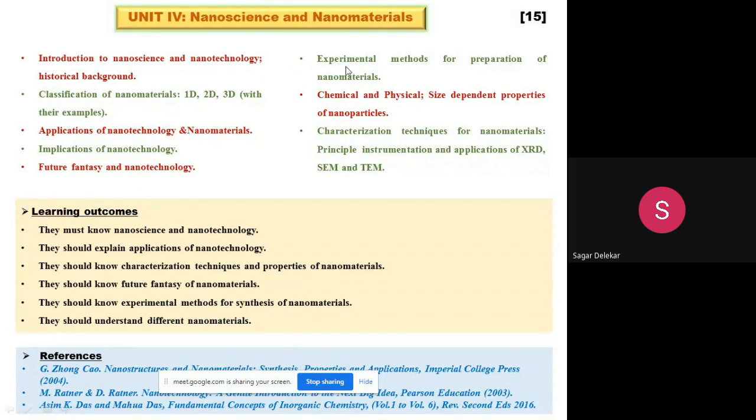Then experimental methods for preparation of nanometals. Here we want to focus on the chemical method especially, because chemical methods have overriding advantages. With the help of simple labware and at low temperature, one can synthesize the desired nanometals.